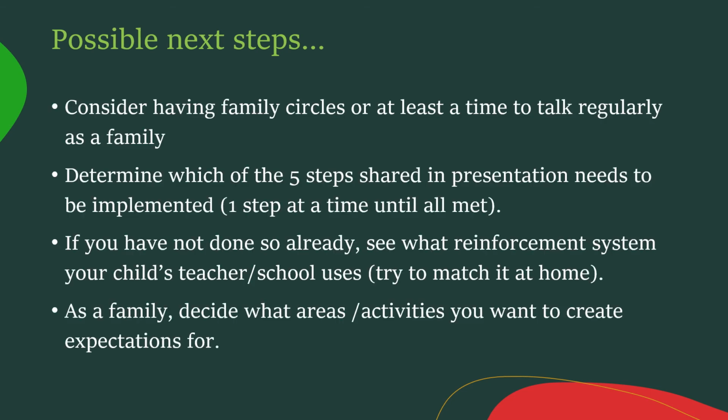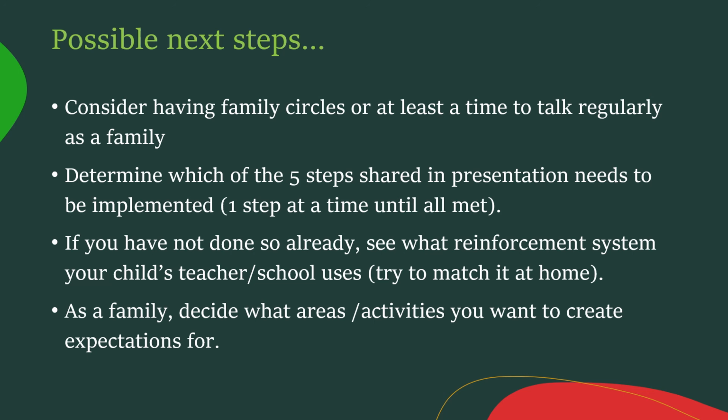I'm going to leave you guys with some possible next steps. Once you've now completed this, you may be asking yourself, well, what can I do? So perhaps you can include family circles if you haven't done so already, or family time in your home. That would be something to think about. Determining if you have all of these 5 steps in place, great. If you don't, what steps are missing? If there are several or all of them are missing, then that's fine. Then implement or do one at a time. Don't try to do everything together at once.